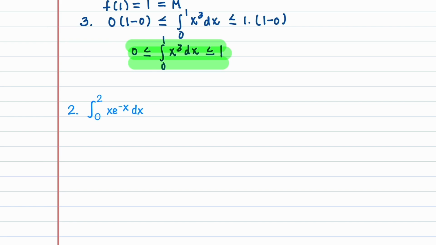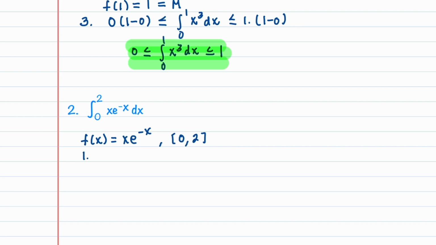Let's look at our second example. We are going to estimate the value of the integral from 0 to 2 of x times e to the minus x. We'll start by writing down that our function, f of x, is equal to x e to the minus x, and our interval is from 0 to 2.